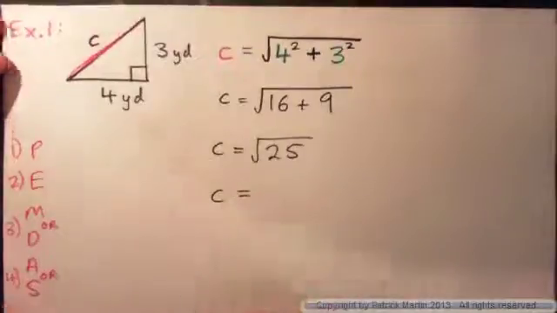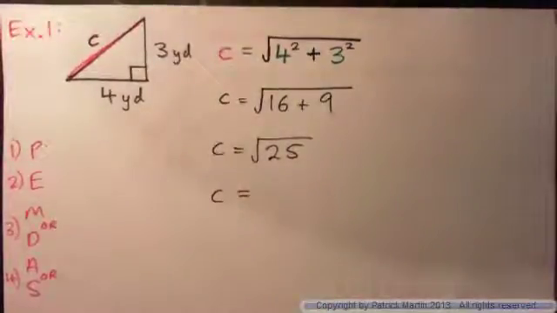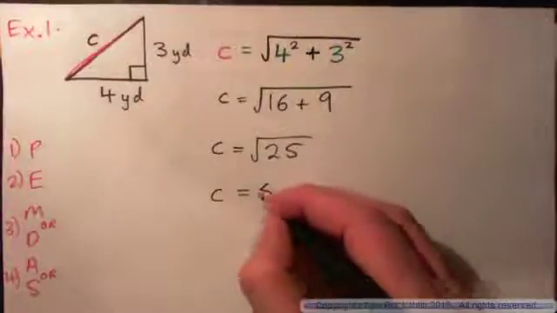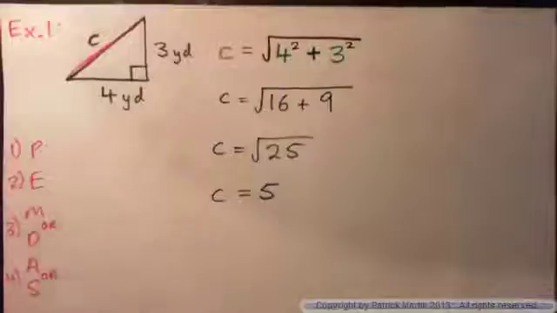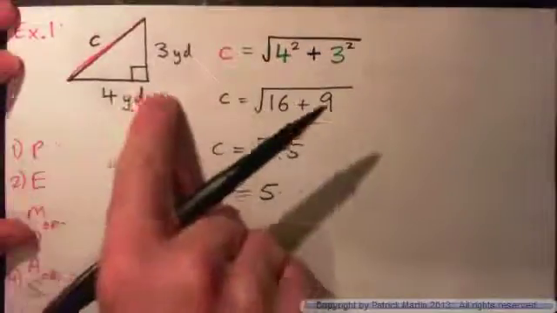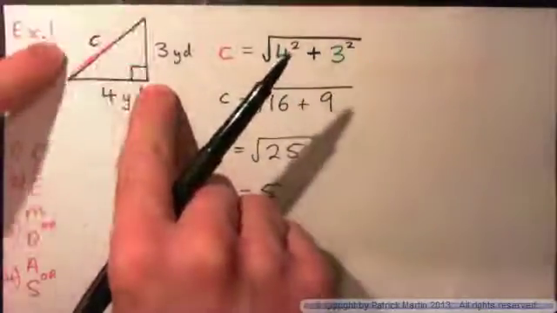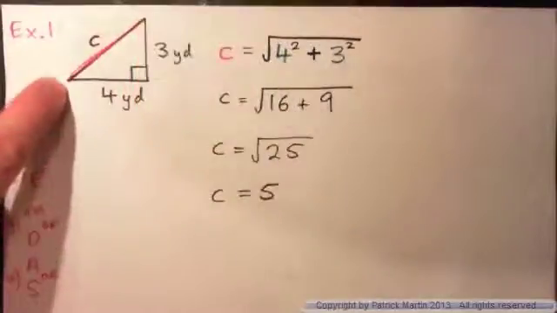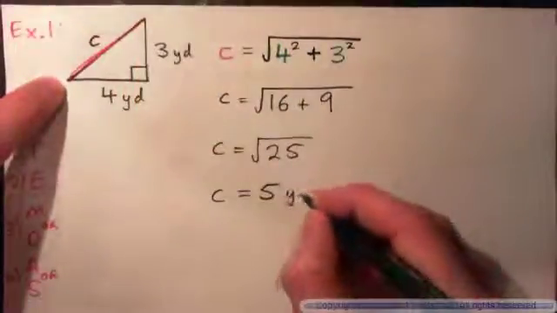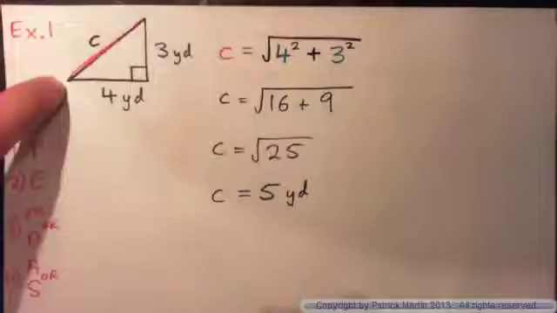So now we have C equals, what's the square root of 25? It is 5, right? And if these sides are measured in yards, surely this side has to be measured in yards as well. So it's 5 yards, YD. Does that make sense? Okay.